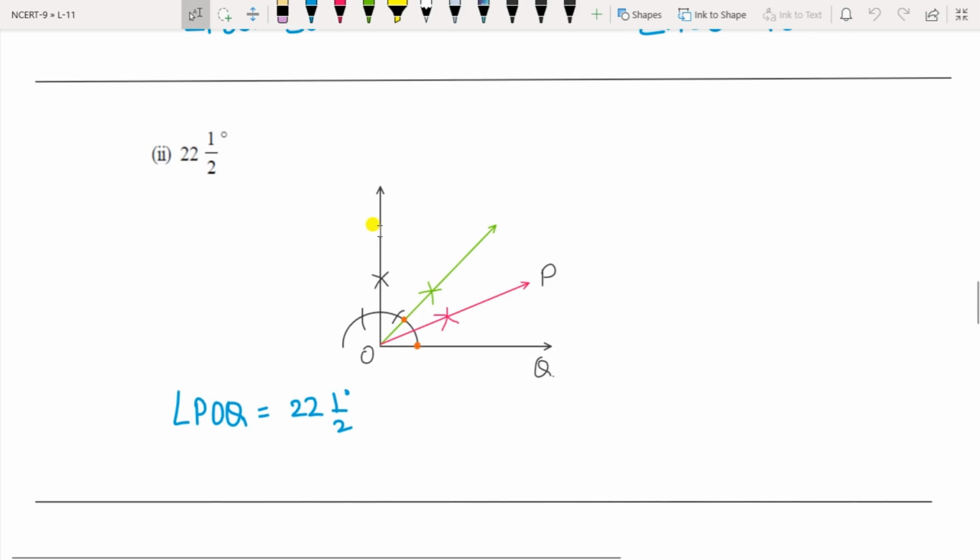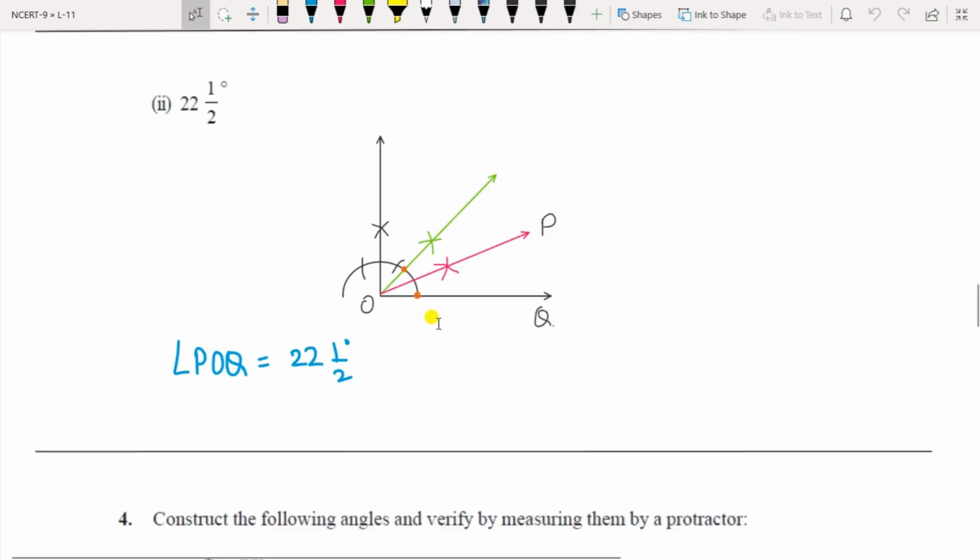22.5. For 22.5 you have to construct first 90, then 45, and then this will be your 22.5, that is in pink color. So POQ is 22.5. First construct 90, then 45, taking the measurement from 0 to 90 and cutting this arc, you get this line as 45. Okay, and then from 0 to 45, taking the measurement on the rounder and cutting these two arcs from 0 and 45, extend this line, that will be OP. So POQ is 22.5.